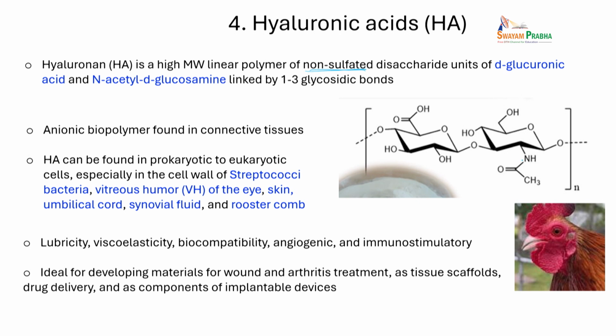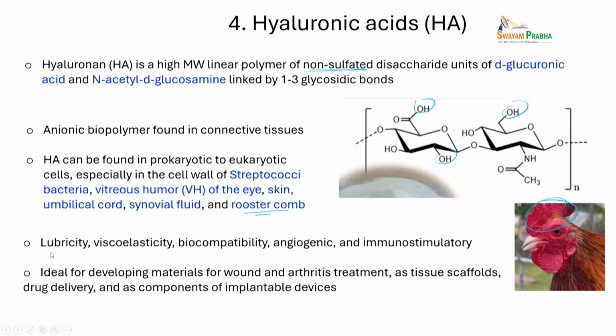So you can see that these are simply OH groups here. No sulfation here, no sulfate here. Because of the carboxyl group, it is an anionic polymer, and it is also found in connective tissues. It can be found in both prokaryotic and eukaryotic cells, especially the rooster comb that you see here, which is a very rich source of hyaluronic acid, and also in synovial fluid, umbilical cord, skin. Part of the eye is also rich in hyaluronic acid.